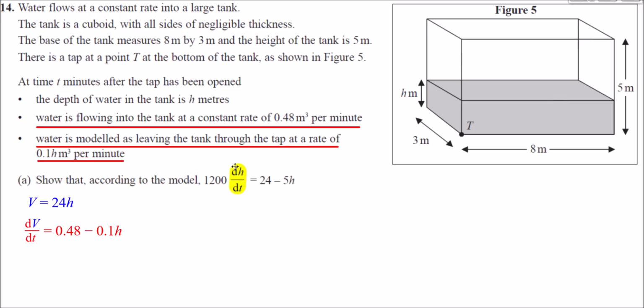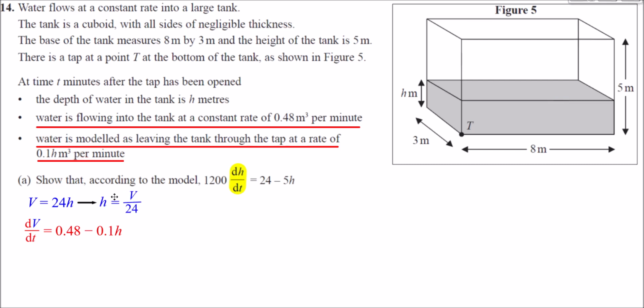So we need to find dh by dt. So this is a related rates of change question. We've got dv by dt. We could do finding another derivative relating v and h, for example this top formula here. So if I make h the subject, h is v over 24, I can now work out dh by dv.